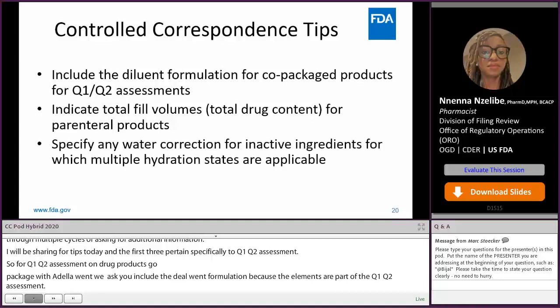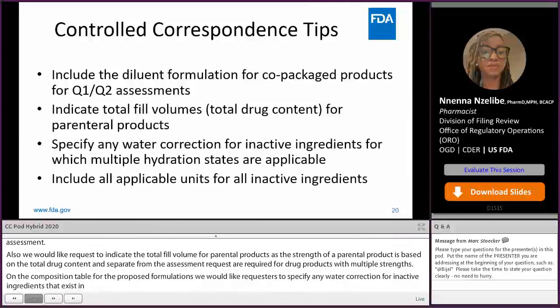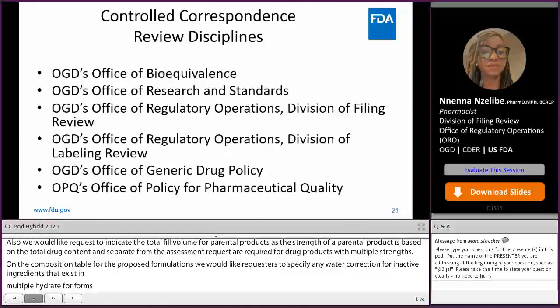On the composition table for the proposed test formulations, we would like requesters to specify any water correction for inactive ingredients that exist in multiple hydrate forms. For instance, edetate disodium EDTA exists as dihydrate and anhydrous. And then lastly, we ask that you include all applicable units of measurement for all inactive ingredients in your controlled correspondence submissions.